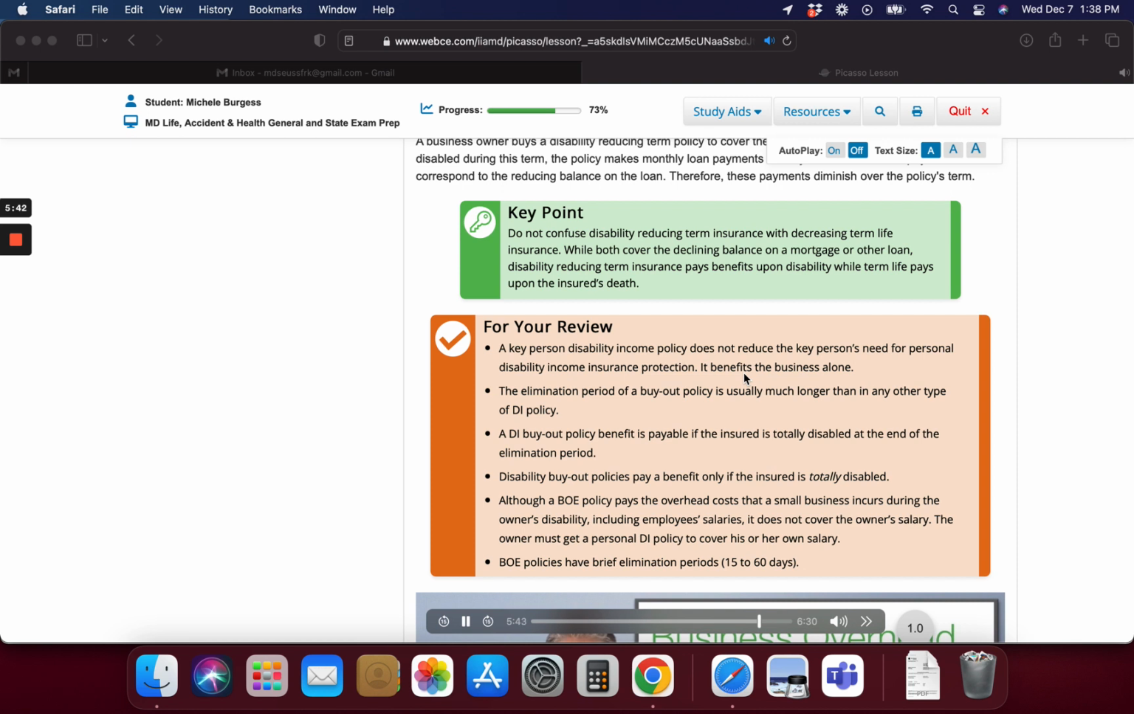The elimination period of a buyout policy is usually much longer than in any other type of DI policy. A DI buyout policy benefit is payable if the insured is totally disabled at the end of the elimination period. Disability buyout policies pay a benefit only if the insured is totally disabled. Although a BOE policy pays the overhead costs that a small business incurs during the owner's disability, including employees' salaries, it does not cover the owner's salary. The owner must get a personal DI policy to cover his or her own salary. BOE policies have brief elimination periods, 15 to 60 days.